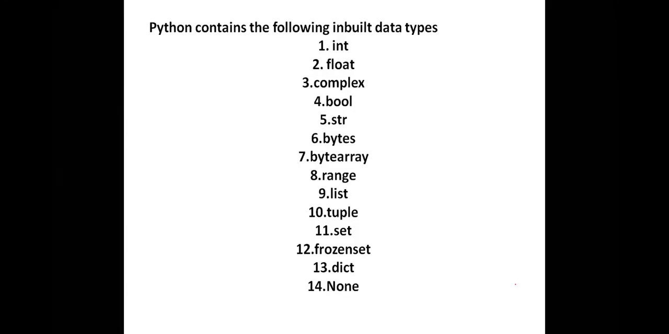Array, range, list, tuple, set, frozen set, dictionary, none. So these are the 14 data types in Python. Now I'll go with the live code running, and I'll explain what an integer is and the different characteristics of integer. So today we'll discuss integer. These 14 data types take 14 classes for explanation and for practice.